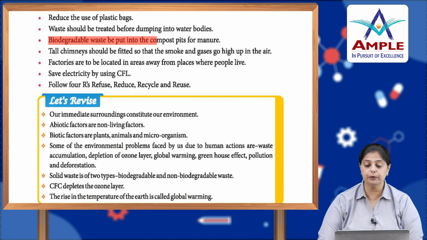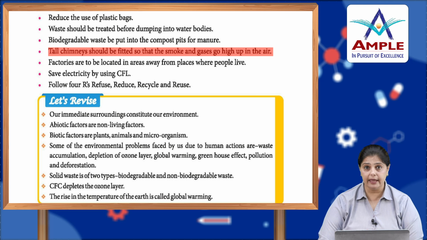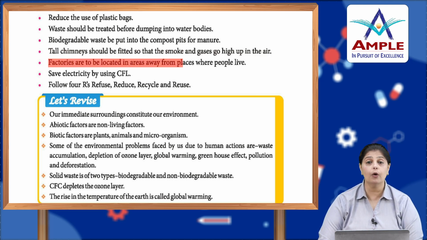Biodegradable waste should be put into the compost pits of nature or used to create manure. Tall chimneys should be fitted so that the smoke and the gases go high up in the air. Okay? Factories are to be located in areas away from places where people live. Save electricity by using CFL. Okay? And follow 4 R's: reuse, reduce, recycle and refuse.